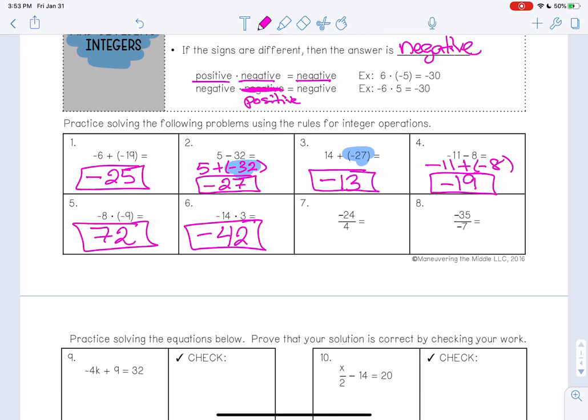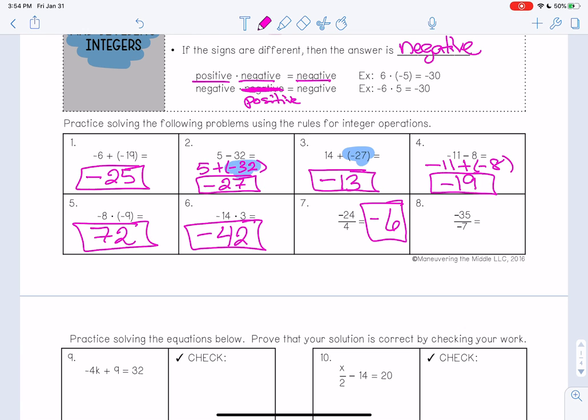For number 7, we have a negative divided by a positive. Remember, division has the same rules as multiplication, so we have one that's a negative, one that's a positive, so they like two different music, so they're not going to be happy. So our answer is going to be negative, and 24 divided by 4 is 6, so our answer is going to be negative 6. And last but not least, number 8, negative 35 divided by a negative 7.